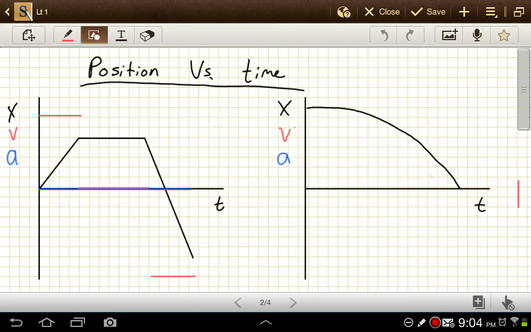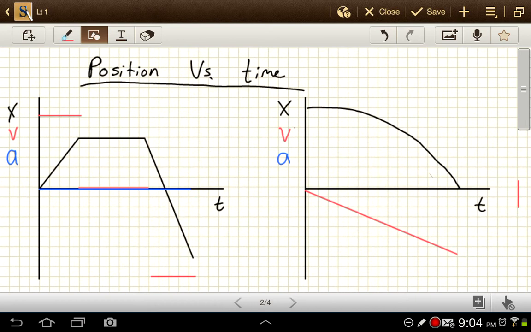Now, the exact shape of this we can't really tell from the sketch, but in this class we're always going to work with constant acceleration cases. So that means velocity is going to change at a constant rate, so we'll have a straight line going downward, going down and to the right there.